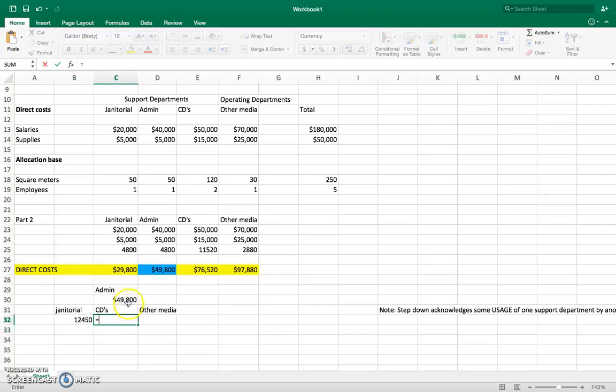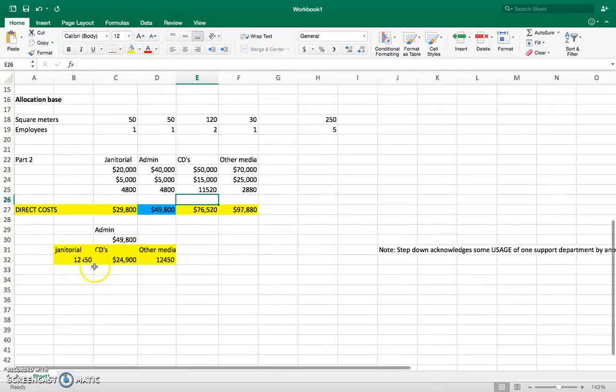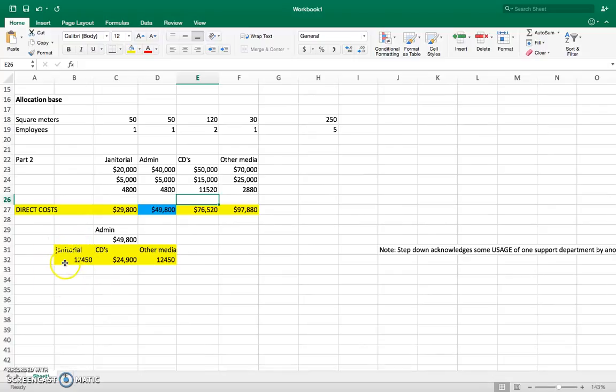I'm going to follow the same procedure for the rest of the department. So I'm going to take 4,900 times 2 divided by 4, and then finally 4,900 multiplied by 1 divided by 4. That is it, guys. And that gives me the answer for my first step down from admin to janitorial, CDs, and other media. Now what I'm going to do is I'm going to take janitorial from over here and transfer it to CDs and other media.